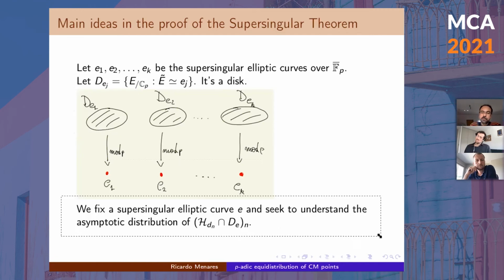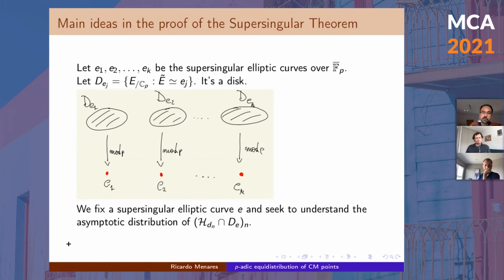So the strategy is to fix one of these supersingular elliptic curves, and then try to understand the asymptotic distribution of the CM points falling inside the corresponding disk. That's the idea. So now we will fix one of those disks.